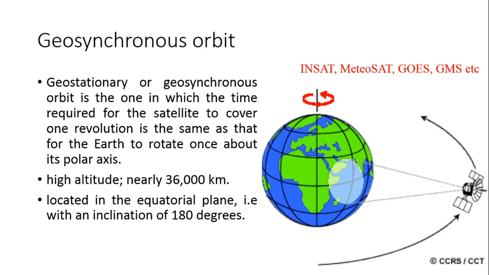So this is the orbit in which the time required for the satellite to cover one revolution is the same as that for the Earth to rotate once about its polar axis. Remember, it is the polar axis. Geosynchronous orbits are located mostly in the equatorial plane. Thus, from a point on the equator, the satellite appears to be stationary, and the satellite revolves in the same direction as the Earth, that is from west to east. Here you can see a pictorial representation of a geostationary orbit.